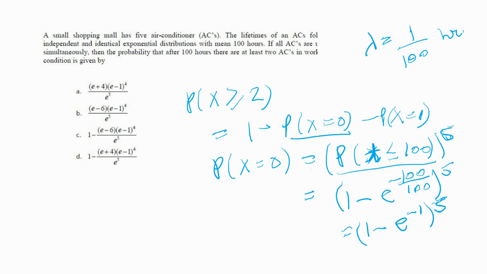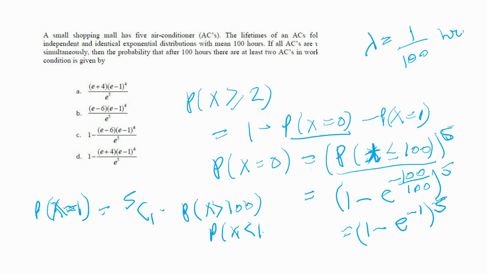Now we need to find the probability that x is equal to 1. Probability x is equal to 1 means one AC is working after 100 hours. Now that one AC can be any AC out of 5. So firstly we will have 5C1. Next we will have 1 greater than 100 and other 4 less than 100.